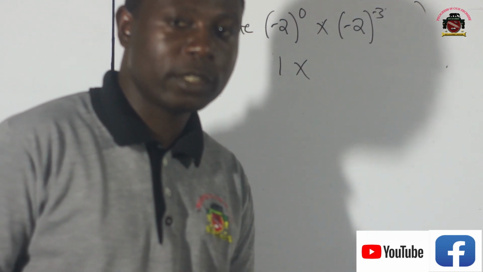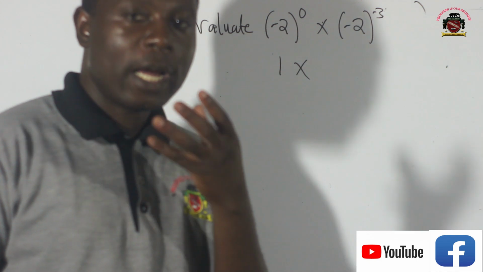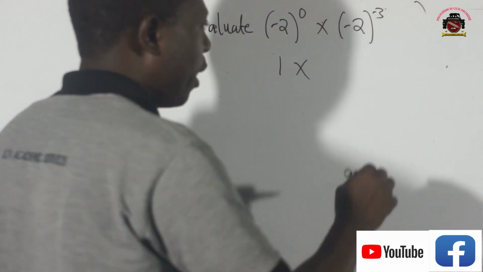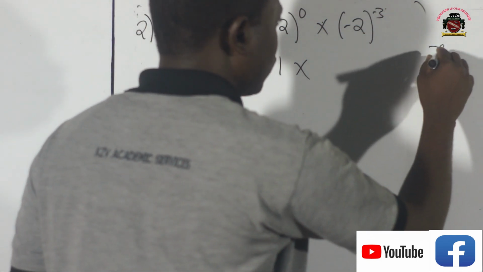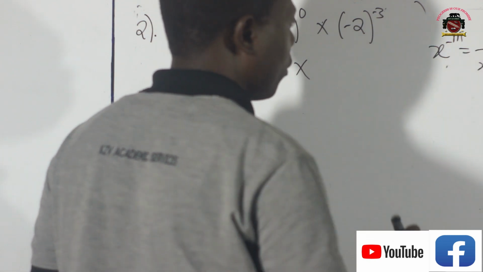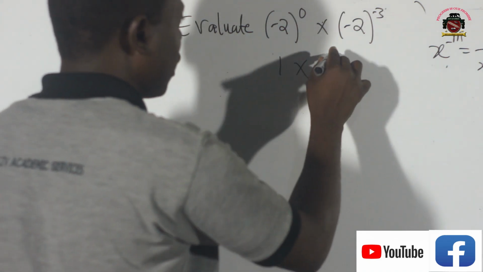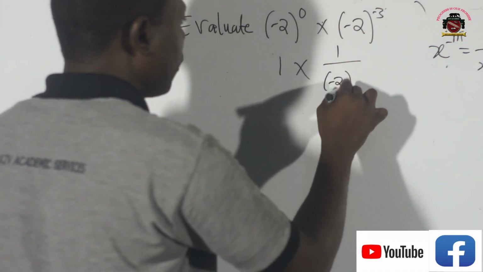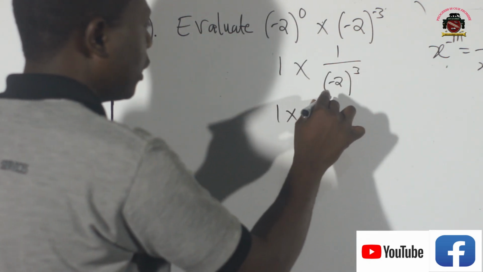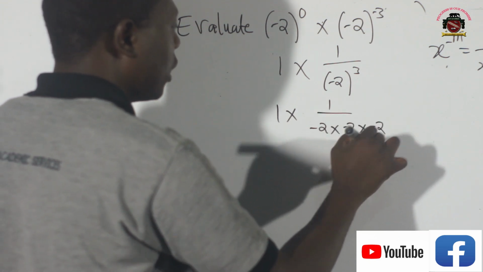Now, according to the laws of indices, for negative indices, if we have x to the power negative m, that is the same as saying 1 over x to the power m. That is negative indices. So here it's the same as saying 1 over negative 2 to the power positive 3. Implying that we have 1 times 1 over negative 2 times negative 2 times negative 2.